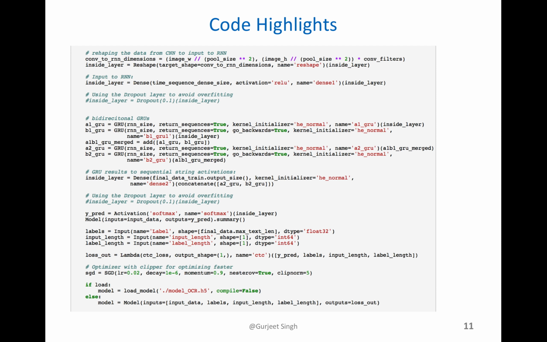Then I have a dropout layer dropping 0.1, or 10%, of the nodes. And then after this, I'm reshaping the data for the CNN to input to the RNN layer. So after doing that, I'm passing it to the dense layer to have the data in particular dimensions. And then I'm implementing bi-directional GRUs.